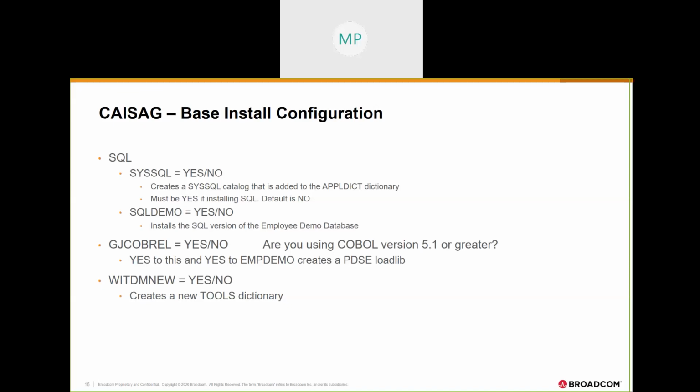WIT-DM new creates a new tools dictionary for all the tools products. So if you are sharing tools with another existing CV, you don't need to create a new tools dictionary, but in my experience, most people would create a new tools dictionary if they're installing a fresh system.